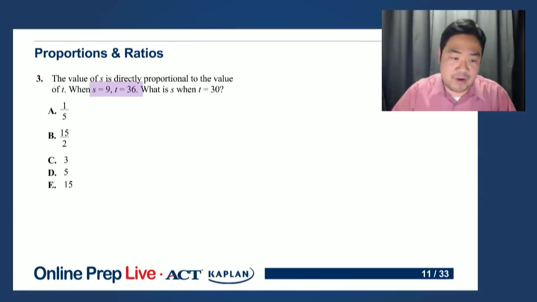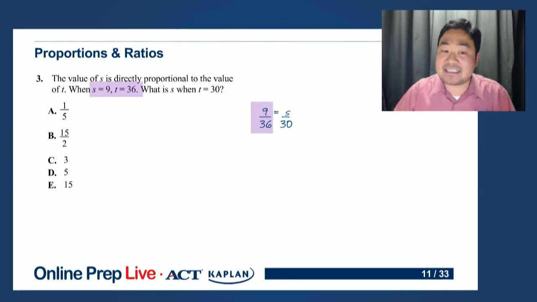Well, let's set up that proportion. If S is equal to 9, T is equal to 36, that's where we get the 9 over 36. And since the question is asking us for S and we're given T, we can apply the proportion to say S over 30. So that's the first step here.